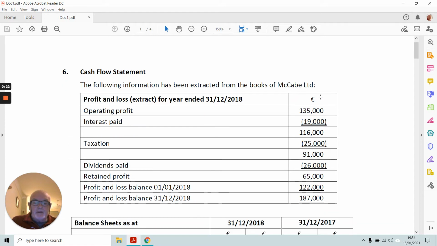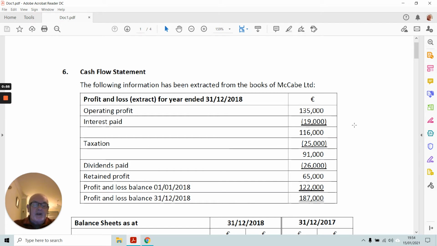This is a typical profit and loss appropriation account that they use for these questions, starting off with operating profit of 135,000. That would be your sales less your cost of sales, getting you your gross profit, plus any other operating income and less all of your operating expenses. That will be all your expenses except for interest. So the firm's operating profit is 135,000, on which they paid 19,000 interest, giving us profit after interest of 116,000.